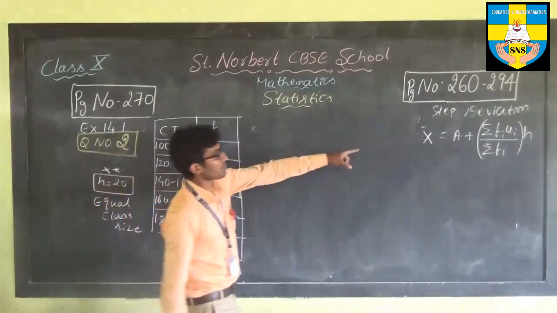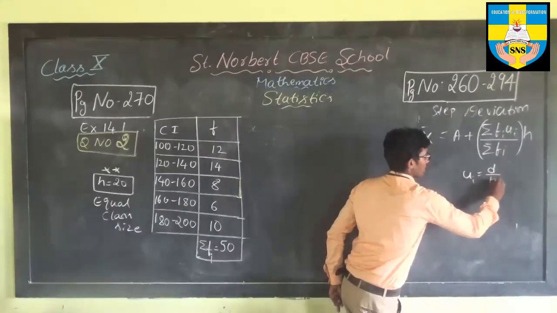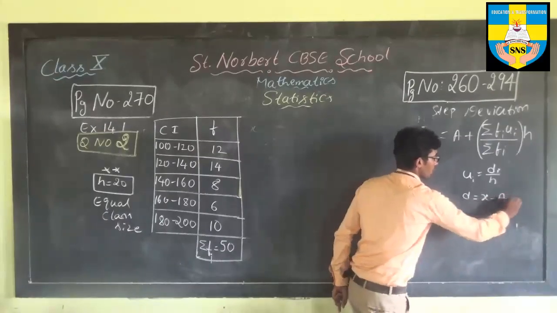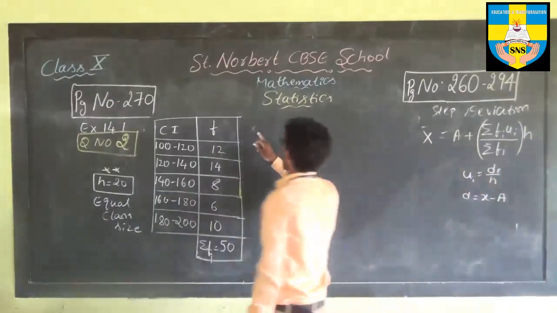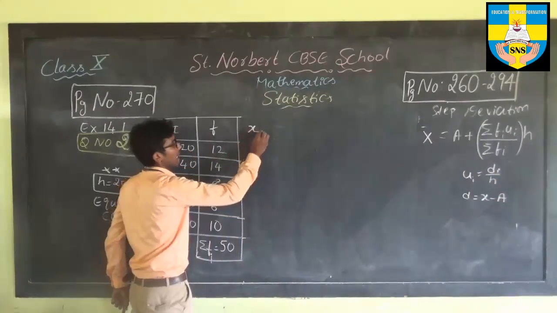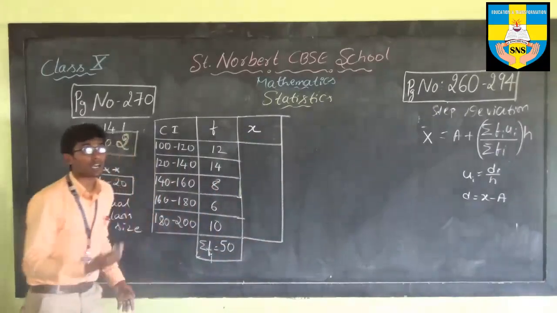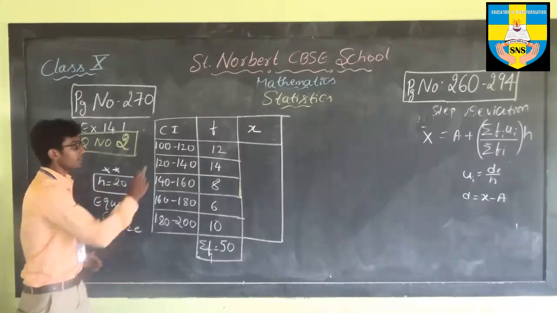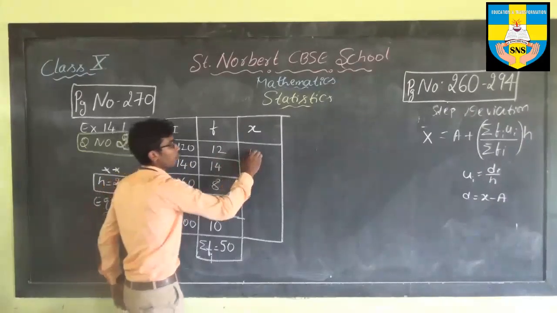Now I want summation of fi ui. Before that, u is nothing but di by h, and d can be calculated by using x minus a. I want all this information. To calculate u, first let us calculate x. x is nothing but the class mark. How can you calculate the class mark? Class mark is nothing but the midpoint of every class interval: upper limit plus lower limit by 2. 120 plus 100 by 2 is 220 by 2. You will have 110.